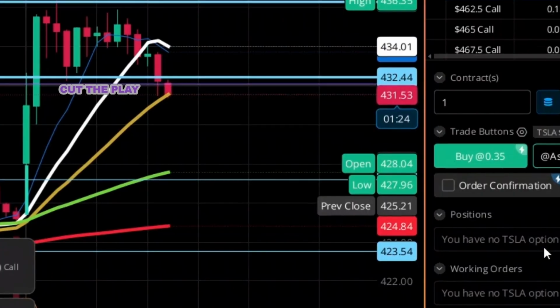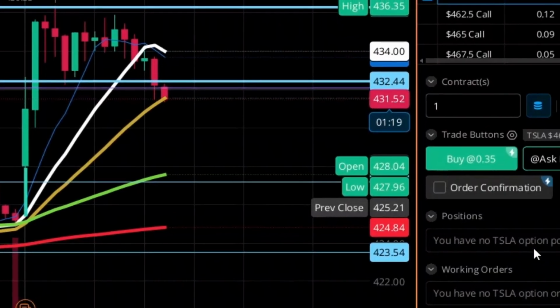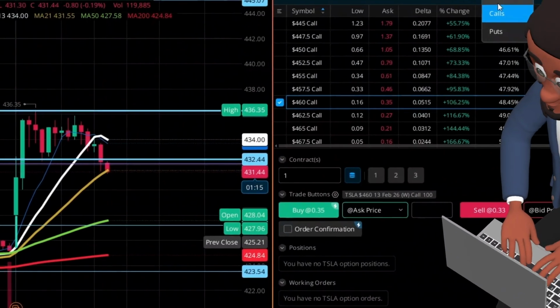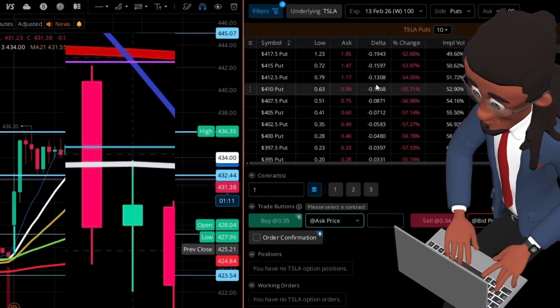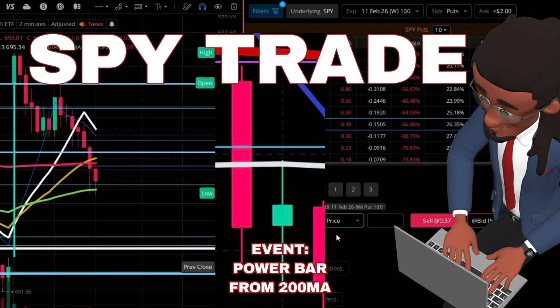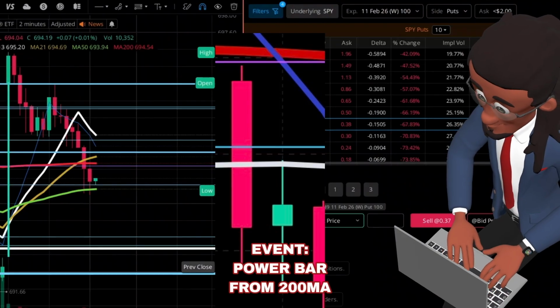So we took a $20 loss on this first trade, but that's okay because that's part of the game. So I could have flipped and went the other way, but I decided to switch from Tesla to SPY. And look, we're looking for this event. All right, which is the power bar from the 200-period moving average.